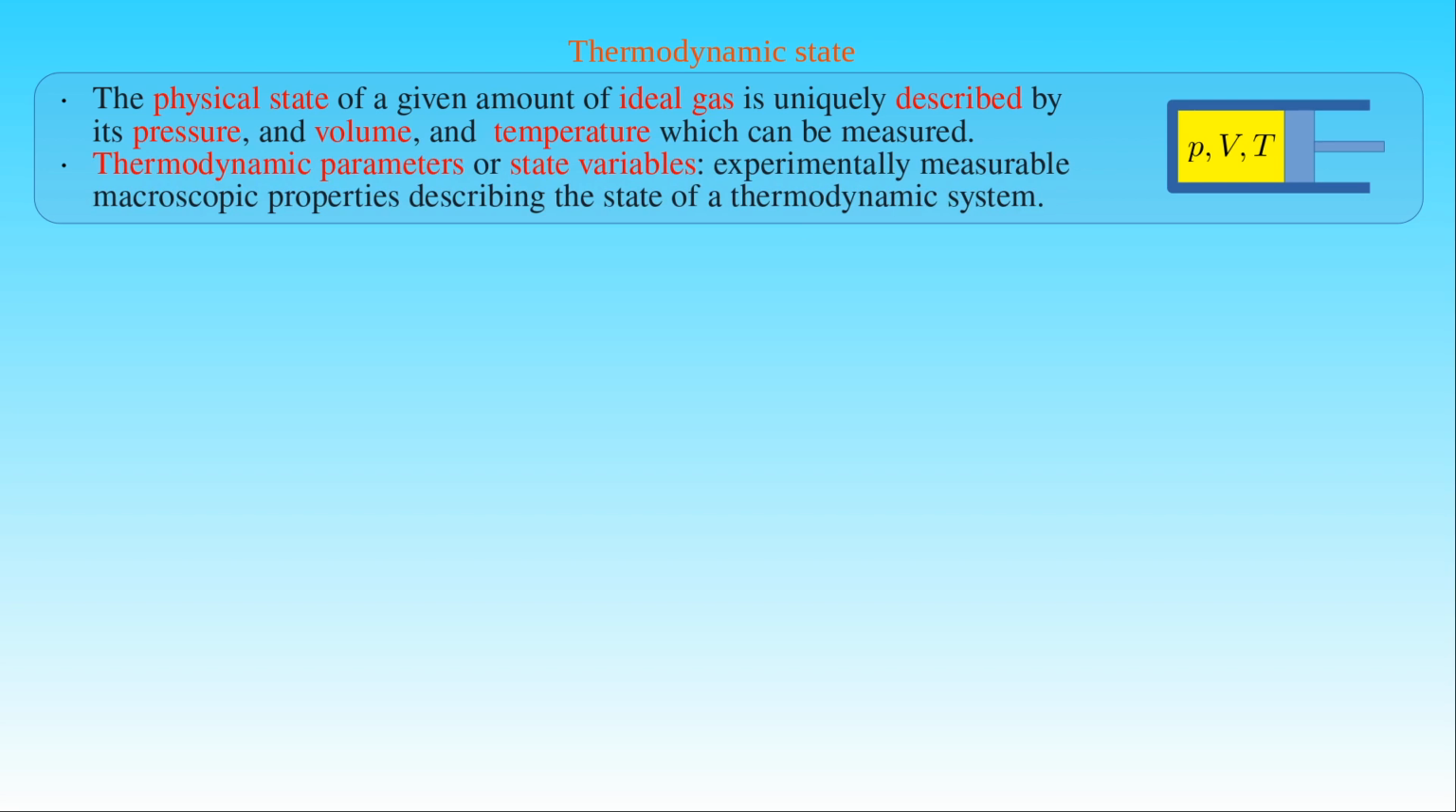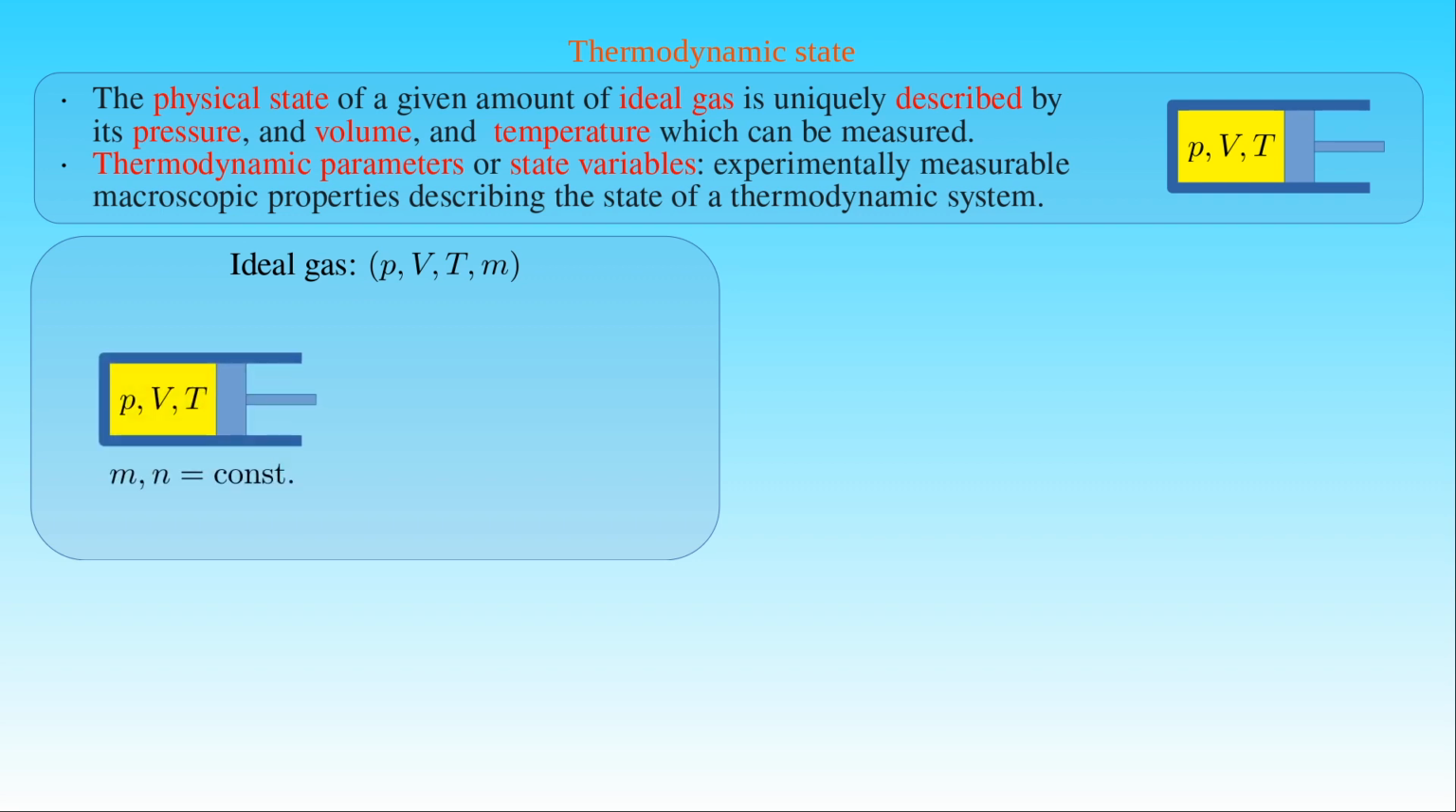In general, experimentally measurable macroscopic properties describing the state of a thermodynamic system, such as mass, volume, pressure, temperature, gravitational or electric field and so on, are called thermodynamic parameters or state variables. In the case of an ideal gas, the state variables uniquely describing the thermodynamic state of the gas with a given mass m or given amount of substance n consist of the pressure P, the volume V, and the temperature T of the gas. Although the mass and the amount of species of the gas are also state variables, they can be considered as fixed parameters if the gas is enclosed in a container with an impermeable wall.